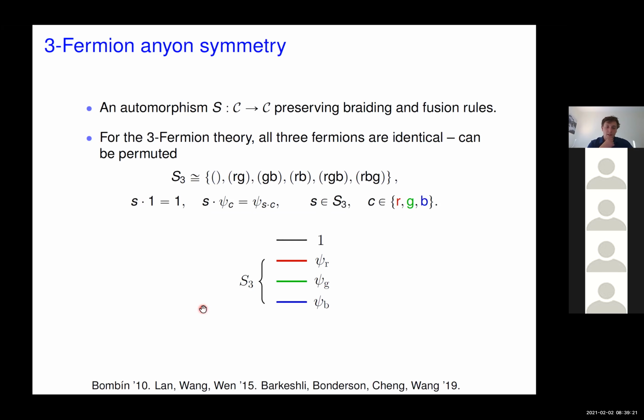So to start with, let's consider the symmetry of the 3 fermion theory. The symmetry of an anyon theory is just some automorphism, meaning it's some permutation of the particle types that preserves the braiding and the fusion rules. For the 3 fermion theory, all of the fermions behave exactly the same. So we're free to relabel them. And this relabeling can be thought of as an S3 symmetry, the permutation group of 3 elements. And we write the elements of this symmetry group in the standard cycle form, where, for example, RG is the permutation that swaps red and green fermions, and then RBG is the one that cycles through the red, blue, and green fermions.